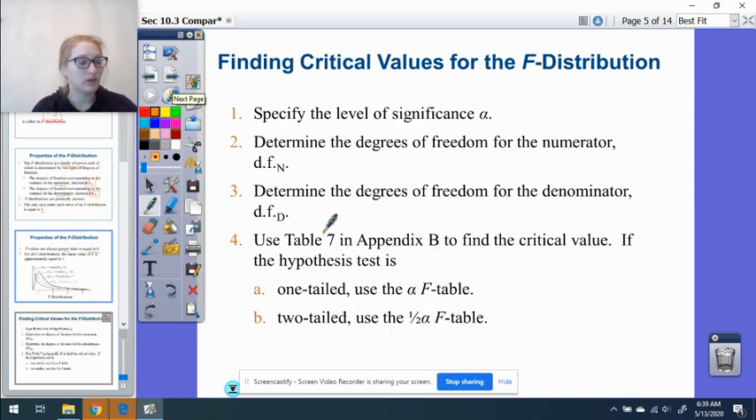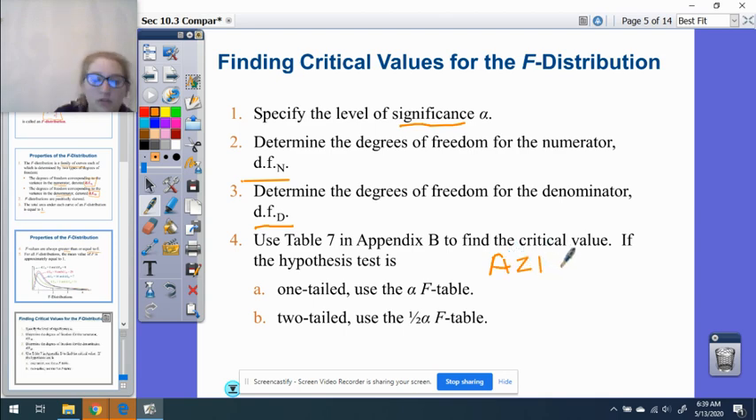Okay, so how do we find a critical value? The first thing that you need to look at is what level of significance you're talking about. That's your alpha. Find the degrees of freedom of your numerator and denominator. And then you're going to use table 7 in appendix B. This is on pages A21 to 24. If you're doing one-tailed, you don't have to do anything with your alpha, but if you're doing two-tailed, you need to take your alpha value, cut it in half, and then use that corresponding alpha level on your F table, okay? I'll show you what I mean by that in a second.